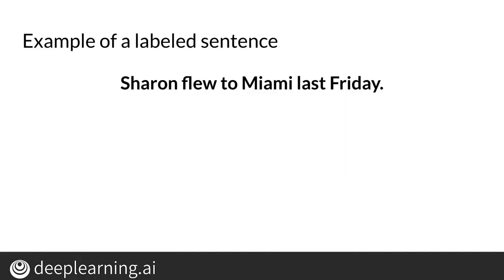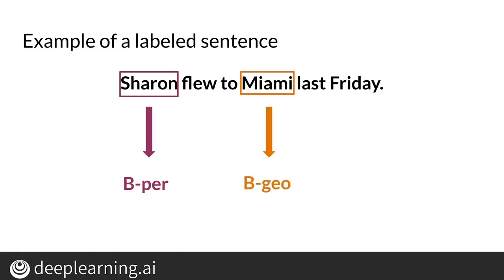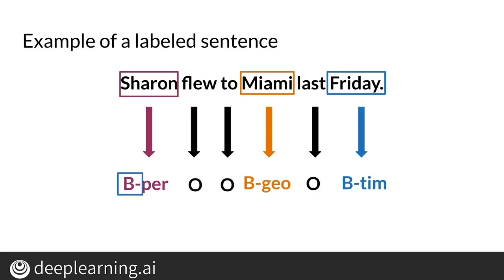Say you have the following sentence. Sharon flew to Miami last Friday. A named entity recognition system would extract and classify Sharon as a personal name, Miami as a geographical entity, and Friday as a time indicator. You'll notice that here, B- denotes an entity of some kind, and all the other words are classified O for filler word. You can probably already see how useful this is for content classification.